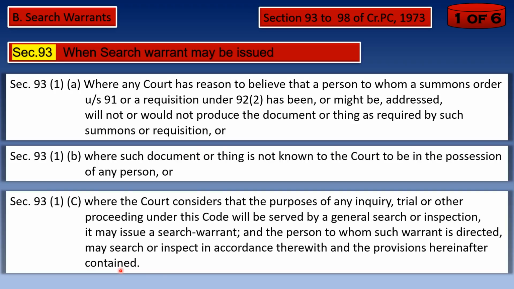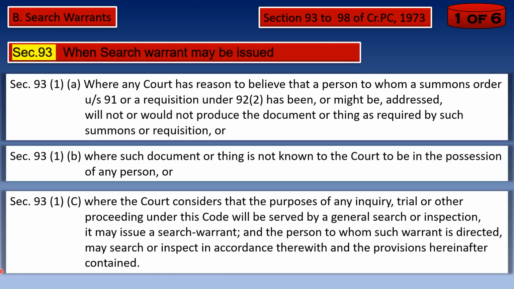Now the thing to be noted here is, in subsection 1 clause A and clause B, we are talking about a particular kind of search. But in clause C of subsection 1 of section 93, we are talking about a general kind of search. This general search is done when the court is unaware not only of the person but even the place where the document may be found. General searches are necessary, for example, to find a bloody knife, a stolen property, or some forged document.